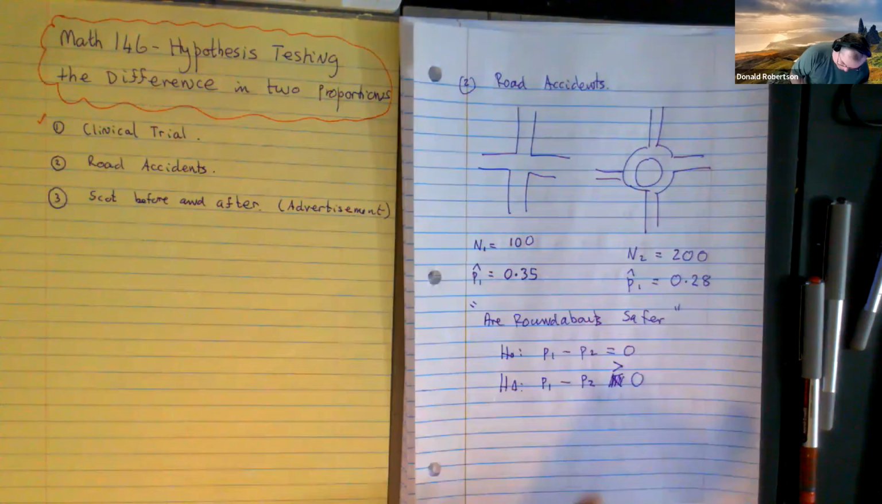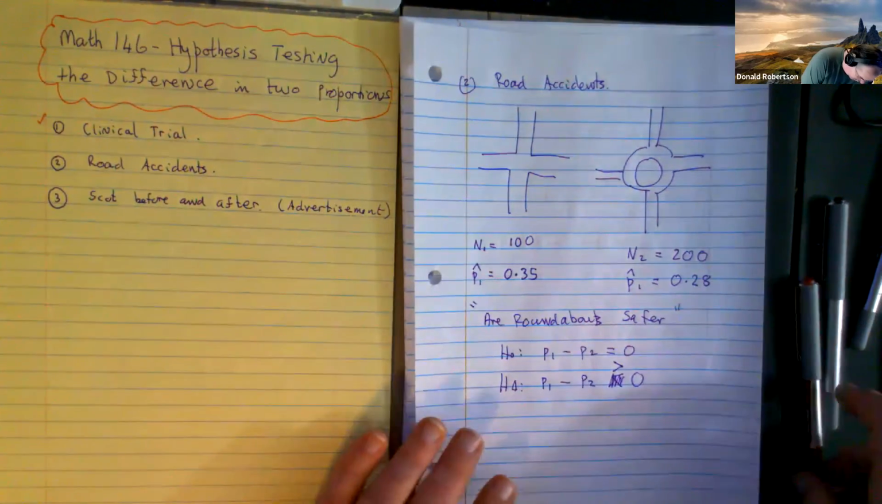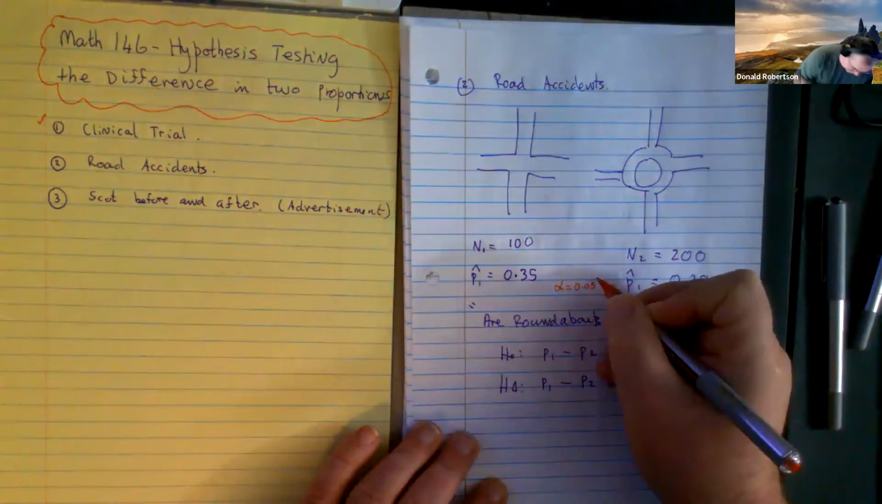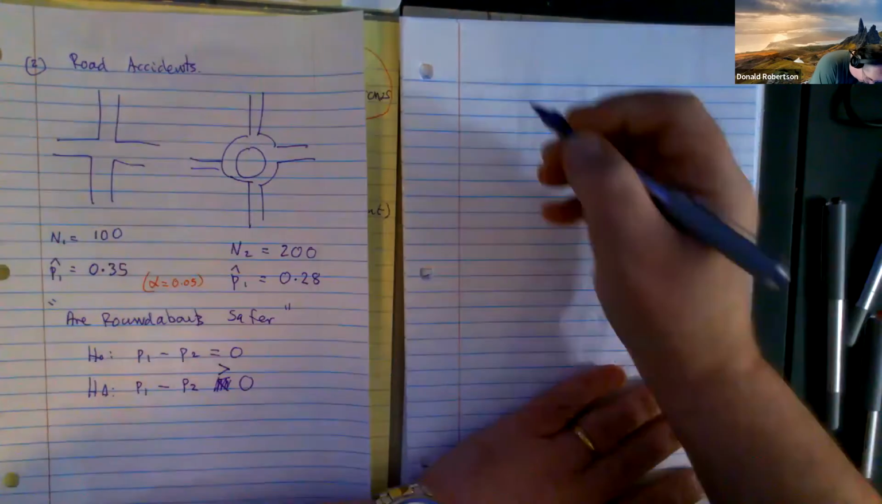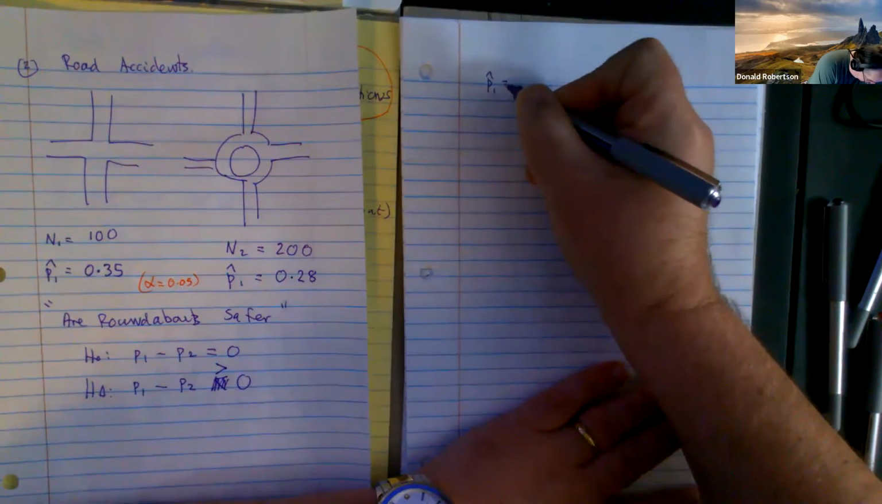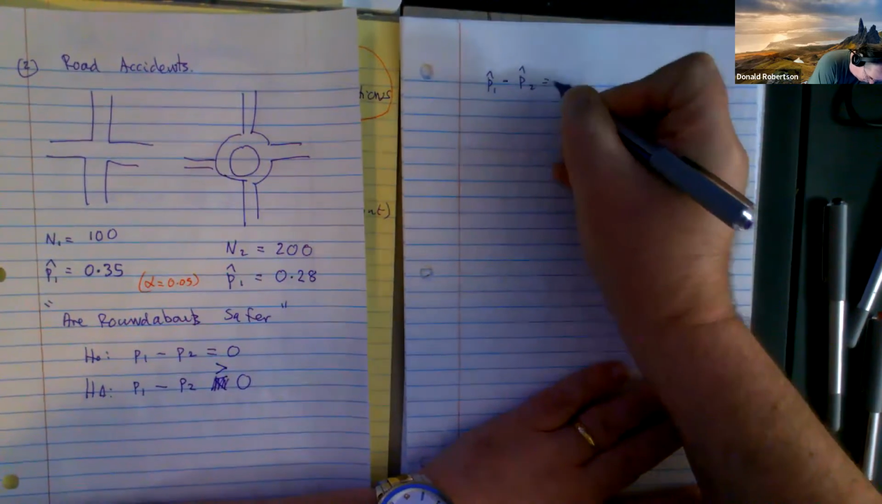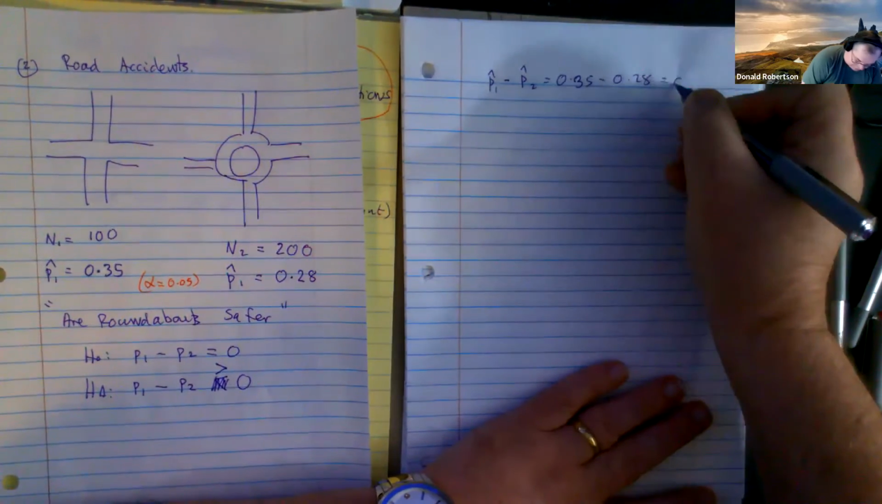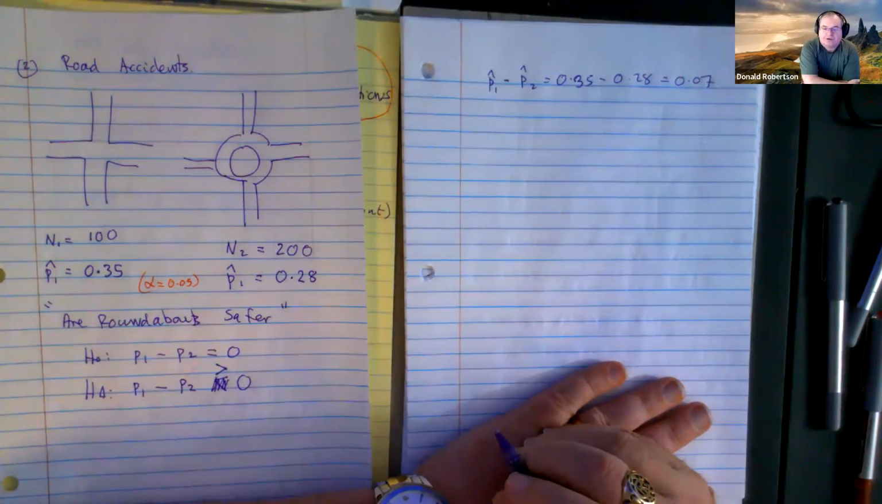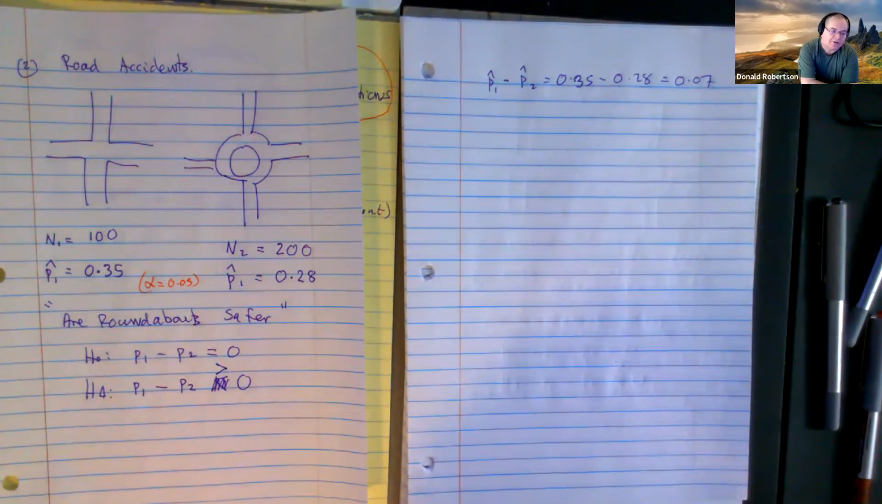Now, I need the significance level. Let's do 5%. We should be ready to do our thing. So P1 hat, take away P2 hat. 7% difference in the accident rate over a 30-year period. What would that end up being? It'd end up being about 2 fewer accidents a year. So can you imagine that's something.